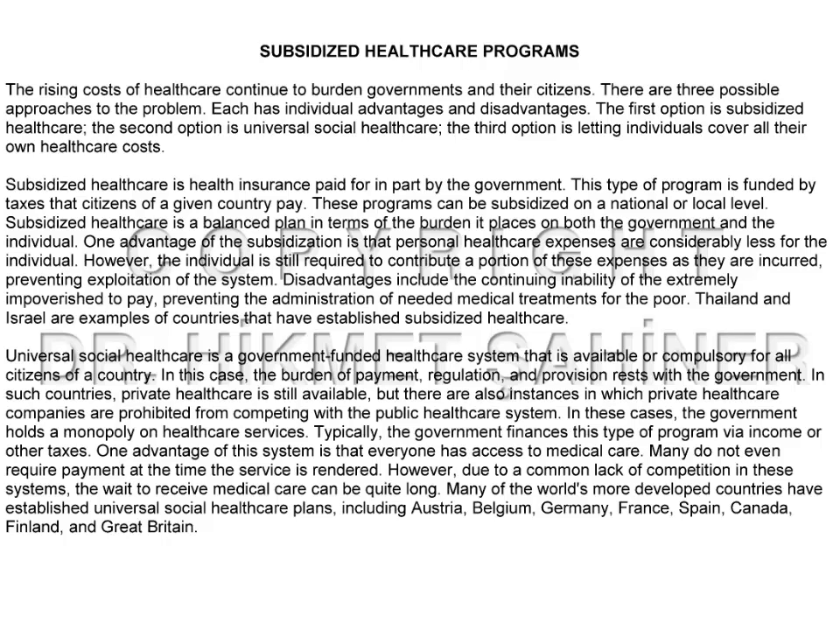Subsidized healthcare programs. The rising costs of healthcare continue to burden governments and their citizens. There are three possible approaches to the problem. Each has individual advantages and disadvantages. The first option is subsidized healthcare. The second option is universal social healthcare. The third option is letting individuals cover all their own healthcare costs.